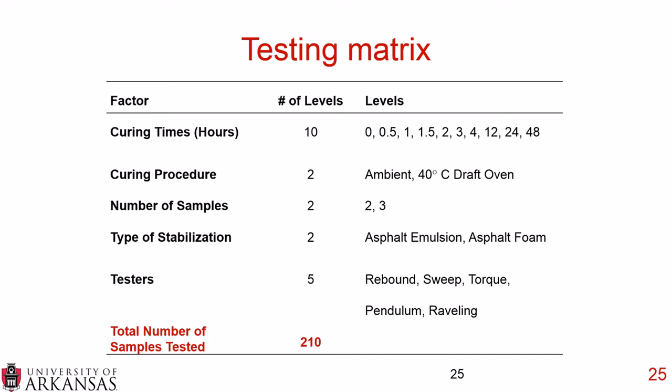We had different numbers of samples depending on the test. Some testers had 2 samples, some had 3 samples. As I mentioned, we looked at both asphalt emulsion and asphalt foam. And then we looked at the 5 tests: the rebound, the sweep test, the torque test, the pendulum test, and the raveling test. So in total, we tested 210 samples in a partial factorial, and this allowed us to look at the influence of curing time, the curing procedure, and the type of stabilization on the result of the testers.